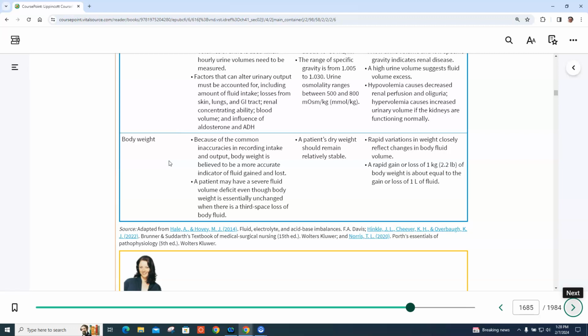You have to know that although intake and output does give us a good account of somebody's fluid status, weight is the most accurate. And again, you also must know the conversion of 1 kilogram equals 1 liter of fluid. So if you have a question that says a patient has lost 6 kilograms in a week, you're going to know that they've lost 6 liters of fluid in a week, which is a lot.